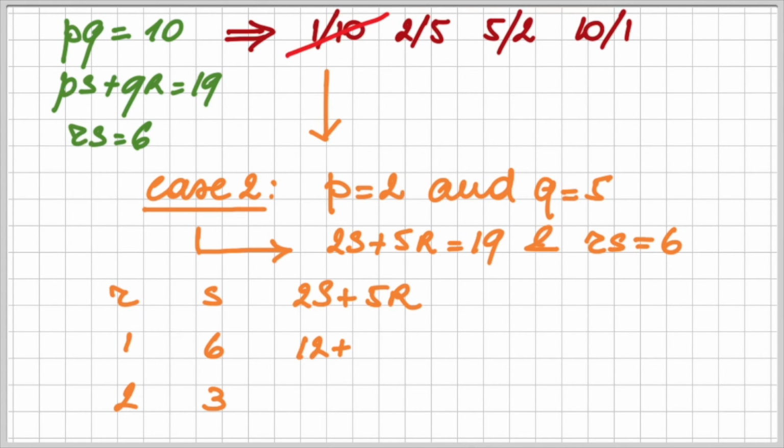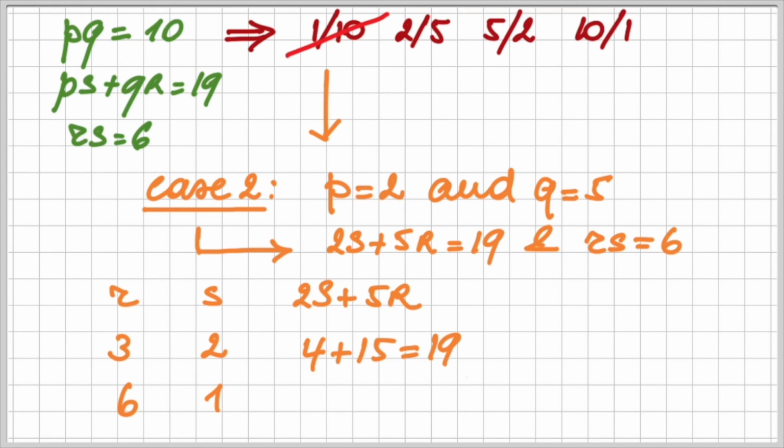So now we have 12 plus 5 is 17, which does not comply with the solution. And now we have 6 plus 10 is equal to 16. This is also not a solution. But we still have two other cases, two other values for R and S to verify. Let's have a look at that. So here we have R and S 3 and 2 and 6 and 1. So basically now we have 4 plus 15 is 19.